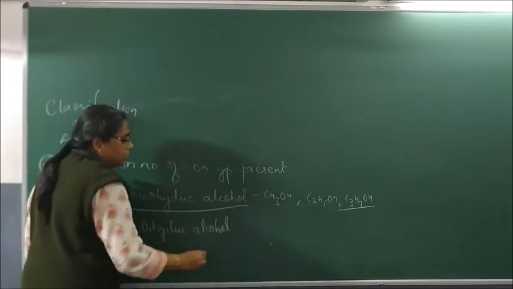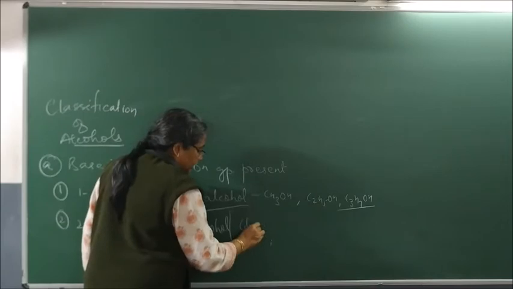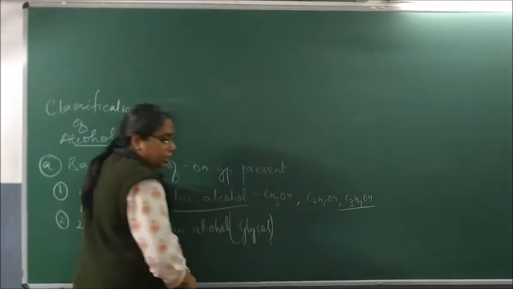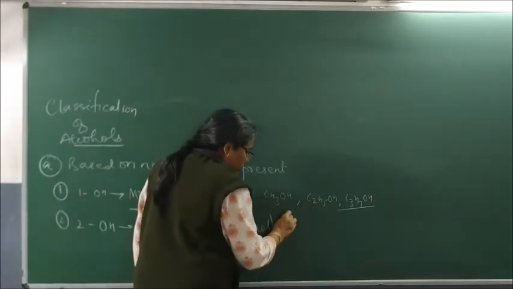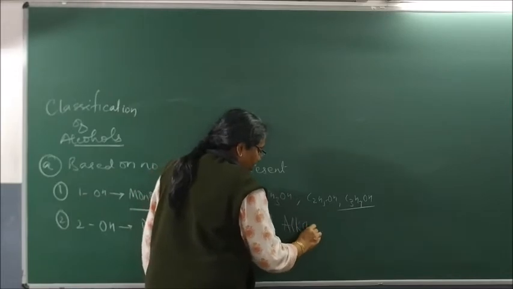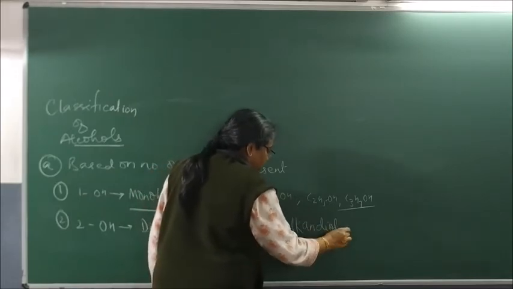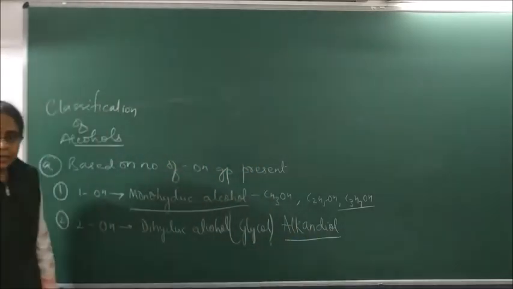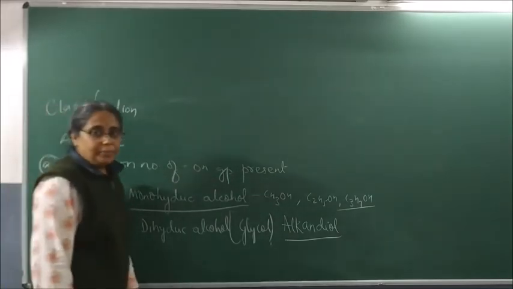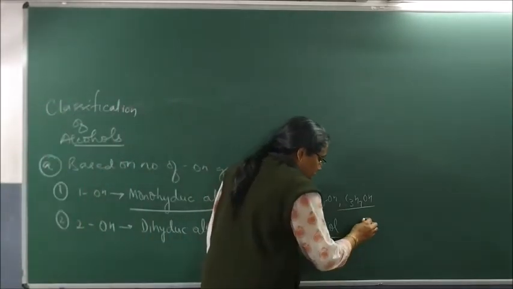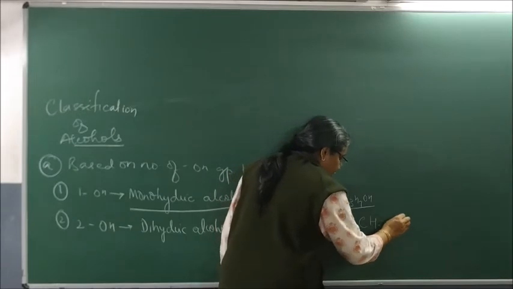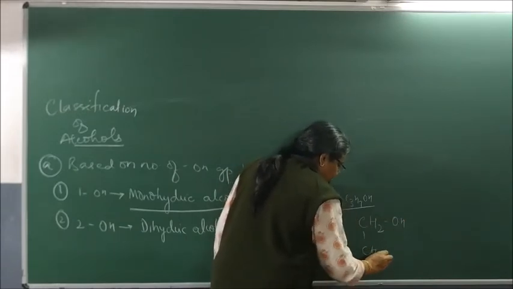Dihydric alcohols are commonly called glycol. In IUPAC, they are called alkanediol. Examples of alkanediol: CH2OH and CH2OH.